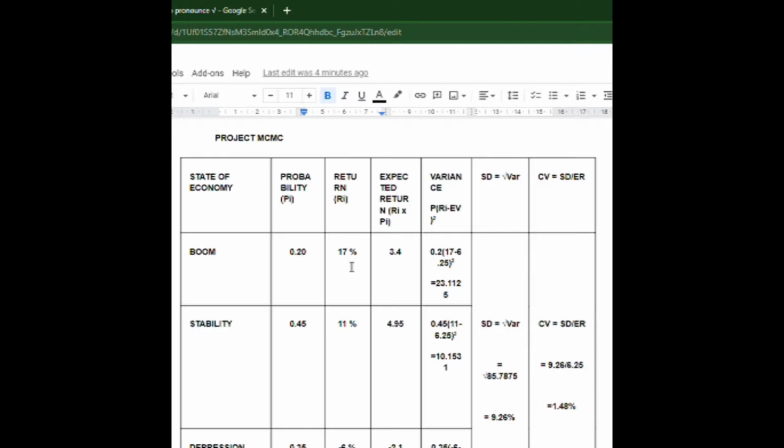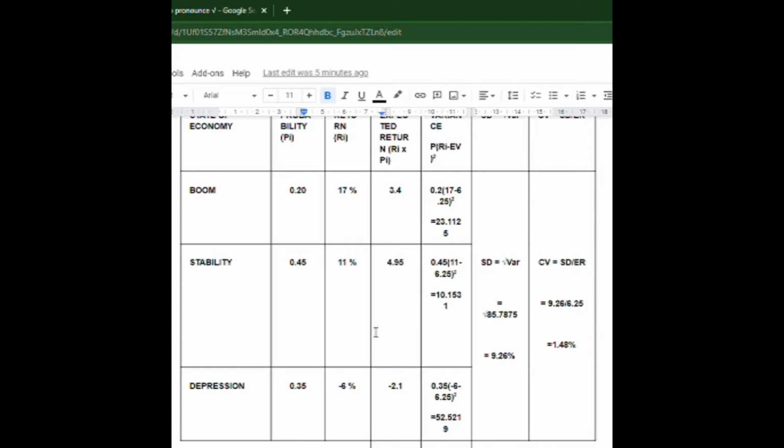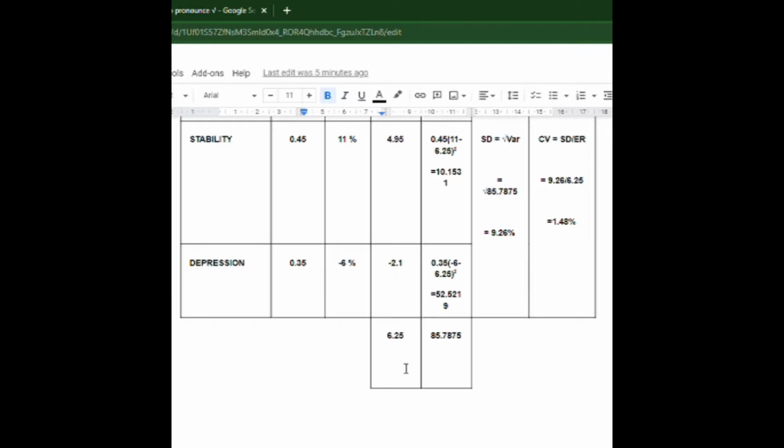17, Ri times Pi, or return times probability. 17 times 0.2, then you get the answer 3.4. Same goes for stability and depression. So you just accumulate it: 3.4 plus 4.95 minus, because you get the negative here, right? Minus negative 2.1, then you get 6.25.